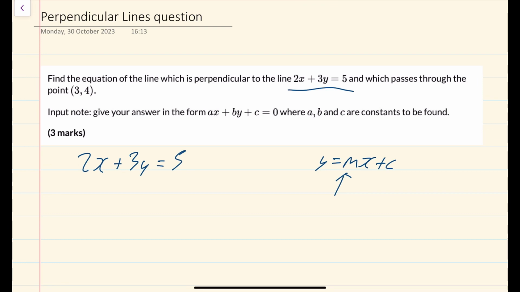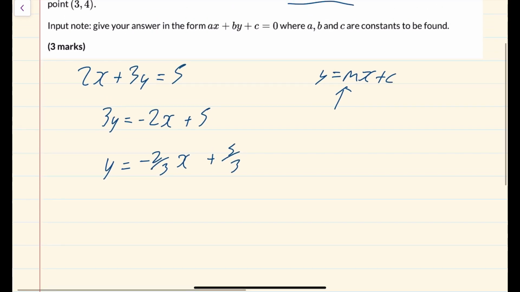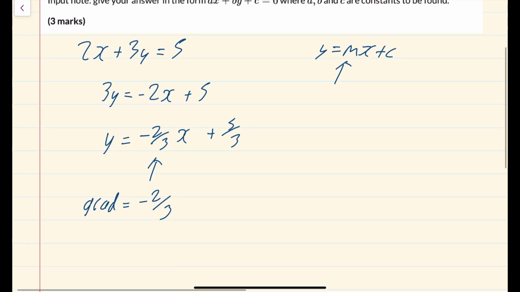So our line was 2x plus 3y equals 5. We're going to bring the 2x across, so it's going to be minus 2x plus 5. And then all we'll do is divide through by the 3, and you're going to have y is equal to minus 2/3 x plus 5 over 3. Now, the only bit that matters is this bit here, our gradient, which is equal to minus 2 over 3, which means a perpendicular gradient will be the negative reciprocal of that, which will become 3 over 2. And we'll just leave it as that.